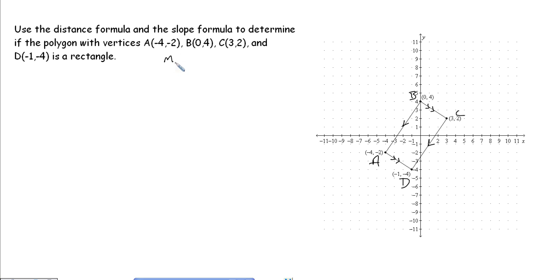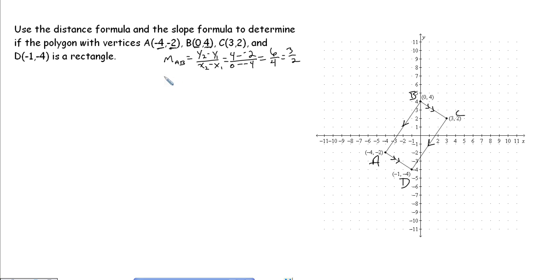So the slope of line segment AB would be M equals y2 subtract y1 over x2 subtract x1. This is our slope formula, and for line segment AB, the y2 would be 4, y1 -2, x2 0, x1 -4. So we have 4 minus -2, which is 6, and we have 0 minus -4, which is 4, and 6/4 reduces to 3/2.